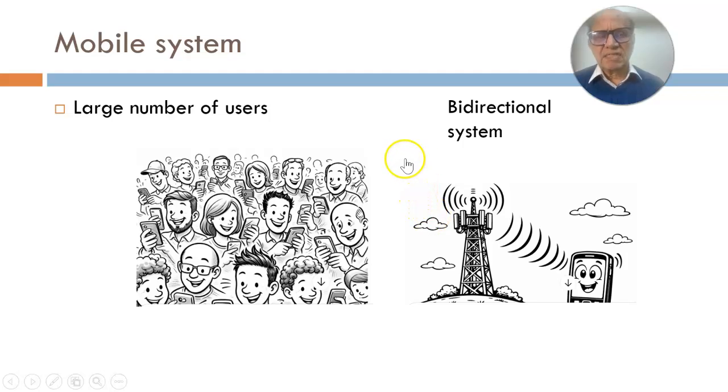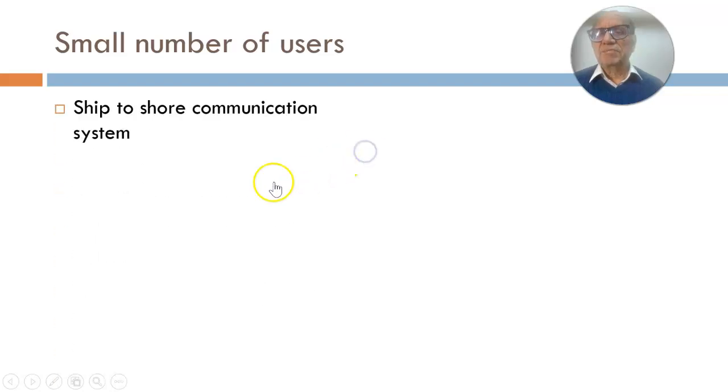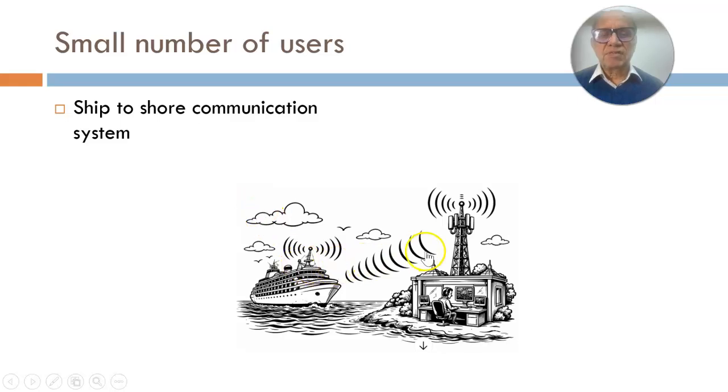Okay, let us now look at a system where the number of users is not going to be large. For example, consider the ship-to-shore communication system. When you have ship-to-shore communication systems, the number of users required to operate these systems is quite small. They do not have a very large number of users. All right. So we have considered two aspects so far. One is the distance by which you can compare communication systems, and the other is the number of users by which you can compare communication systems.